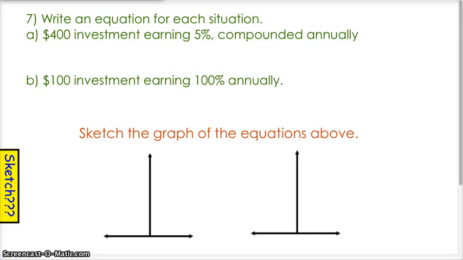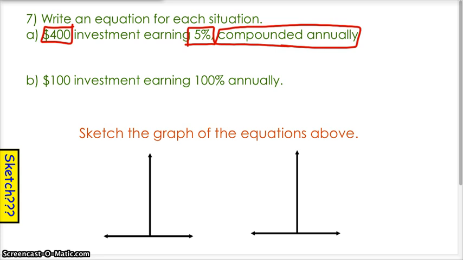Our final example says to write an equation for each situation. Then we're going to graph a sketch of the equations. So example A, there's $400 invested, earning 5% compounded annually. So the $400 will be our initial amount. It's going to earn 5%. We need to make that into a decimal, and it's important to note that it is compounded annually.